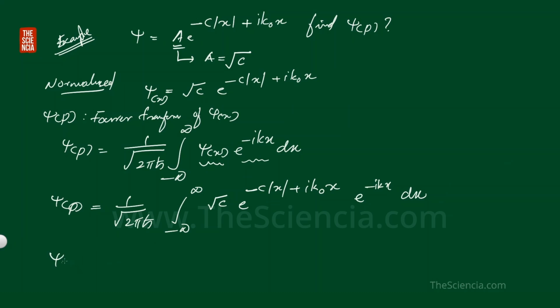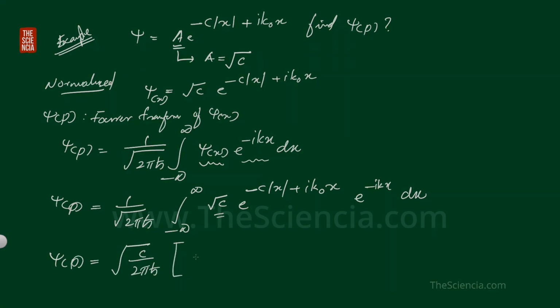Now I can rewrite this as psi of p is equal to, here I am going to take this root c outside the integral, that is root c by root 2 pi h cross into integral from minus infinity to infinity e raised to minus c mod x plus, here I am taking this minus sign also, that is plus i into k0 minus k into x dx.